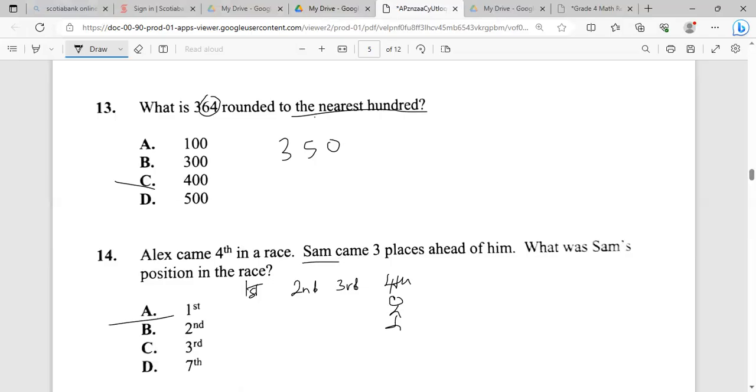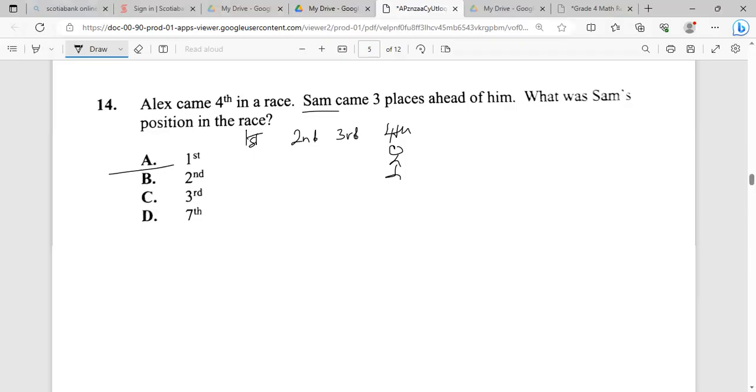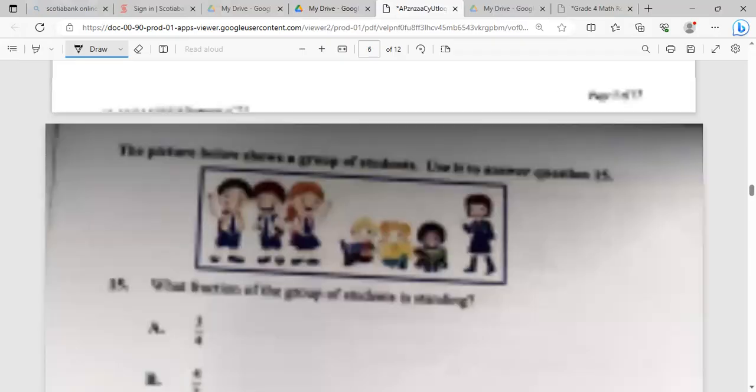So why is it not third? Oh, that one is weird. 3 places in front, right? 1, 2, 3. Oh, so when I come third, only 2 people come ahead, yeah. All right.